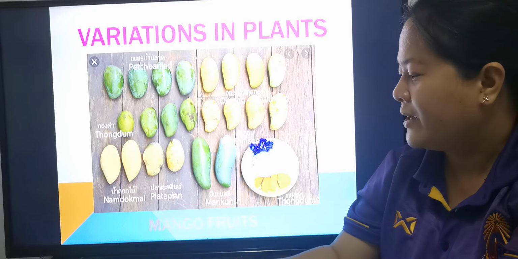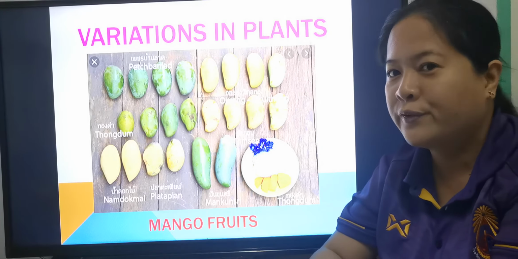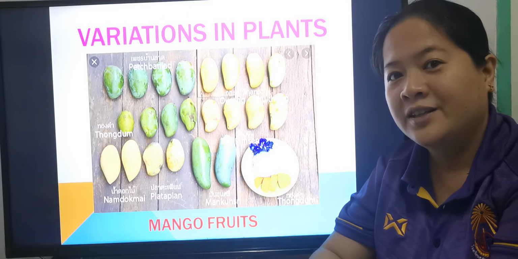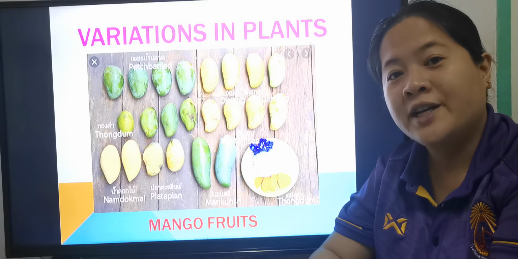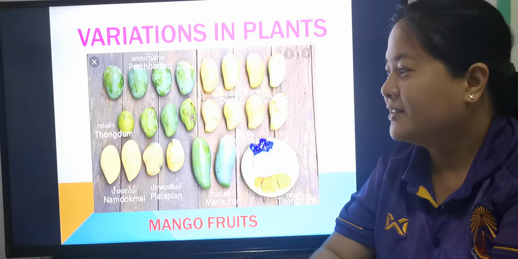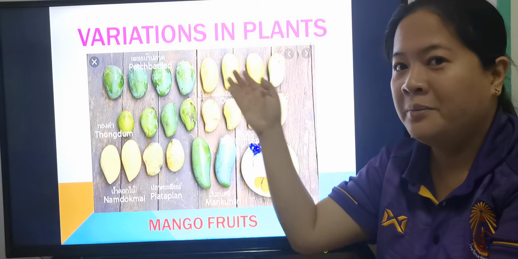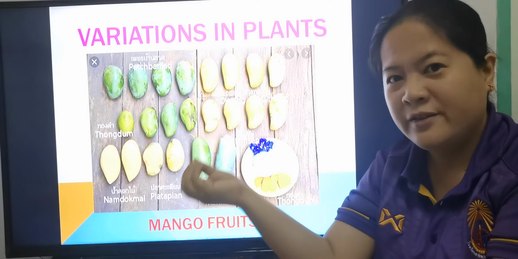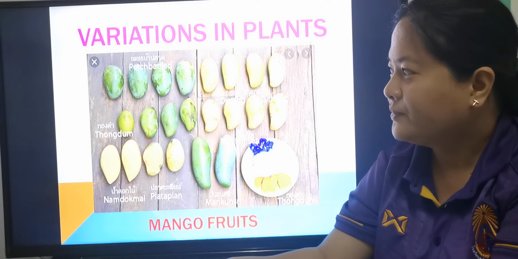This one, in mango, okay, mango fruits. These are just mango fruits in Thailand. But all over the world, there might be 500 variations or varieties of mangoes, okay? So they are all mangoes, but they have different colors, different shapes, and different tastes, okay?